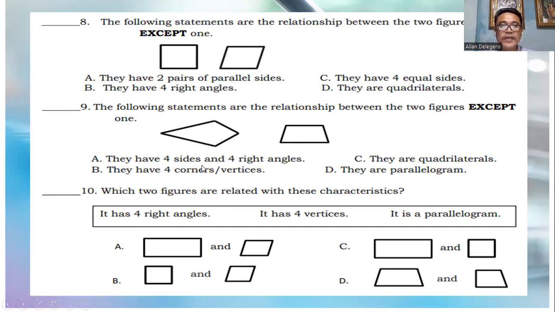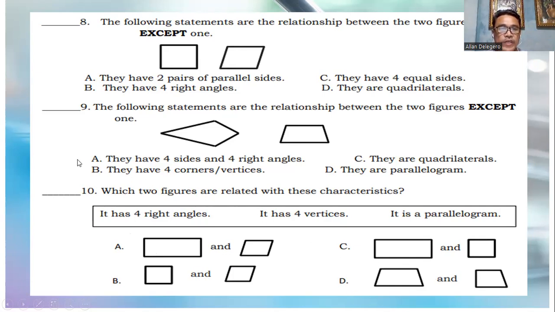A, they have 4 sides and 4 right angles. B, they have 4 corners, vertices. C, they are quadrilaterals. D, they are parallelograms. 10. Which two figures are related with these characteristics? It has 4 right angles. It has 4 vertices. It is a parallelogram. A, B, C, and D.